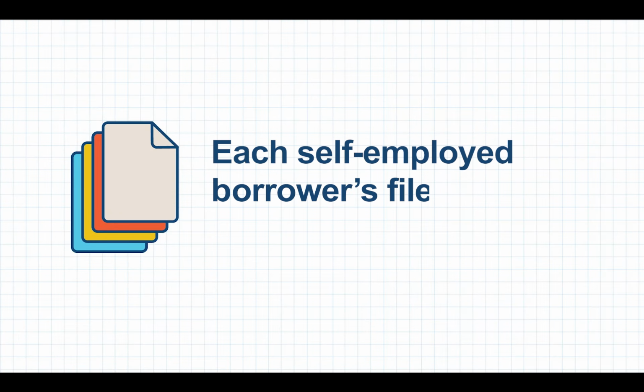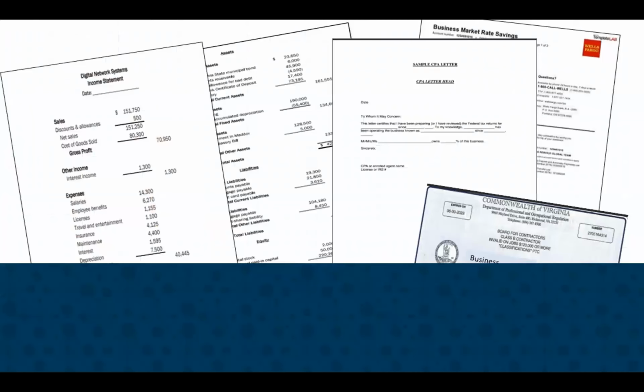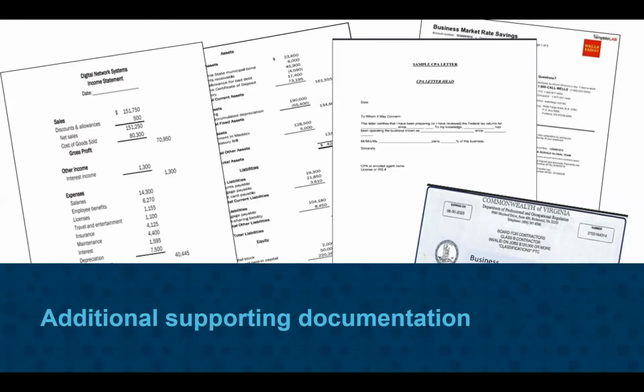Each self-employed borrower's file is different. Some may be very simple, others very complex. Each file should be reviewed to determine if any additional supporting documentation is needed. Set the expectation for your self-employed borrowers that additional documentation, such as profit and loss statements, balance sheets, business bank statements, recent business receipts, CPA letters, or copies of state or business licenses, along with other documentation, may be needed.